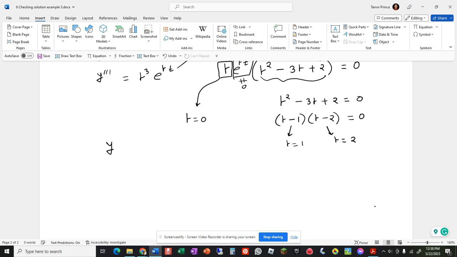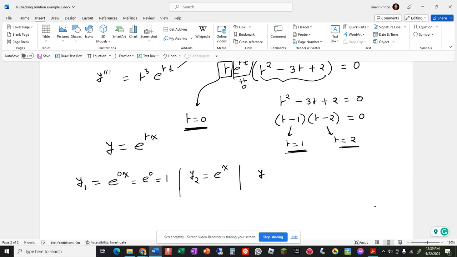Remember, my solution has the form y equal to e to the rx. And I have three possible values, 0, 1, and 2. So let's write that down. So my one possible solution is y1 equal to e to the 0x. But that's just e to the 0, which is 1. So my y1 is 1, and 1 is a solution to this differential equation. y2 is e to the 1x for r equal to 1. And my y3 is e to the 2x for r equal to 2.